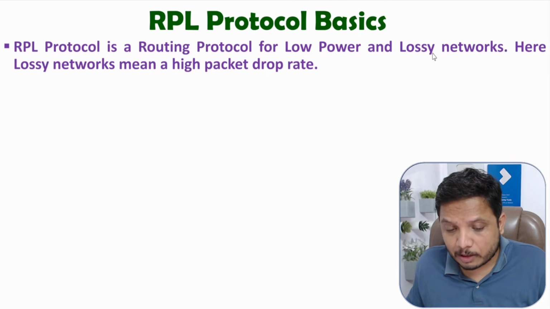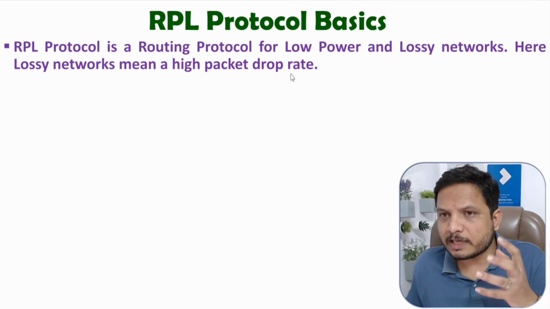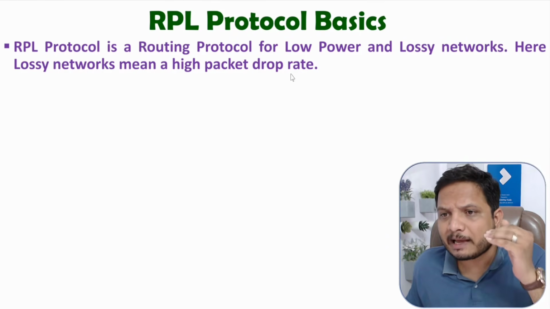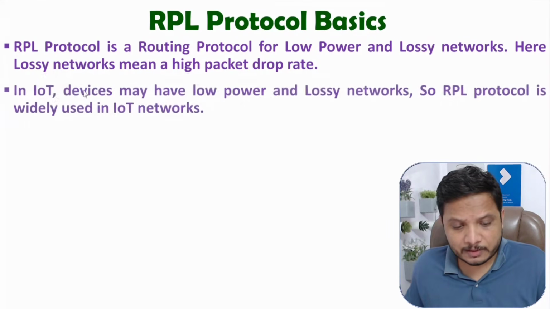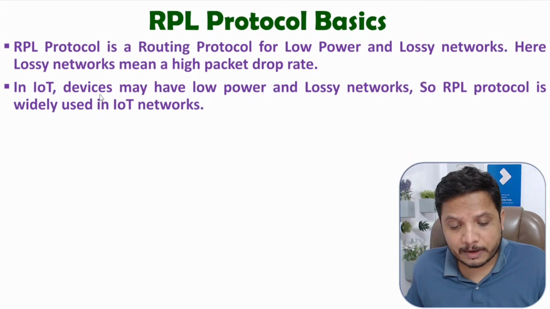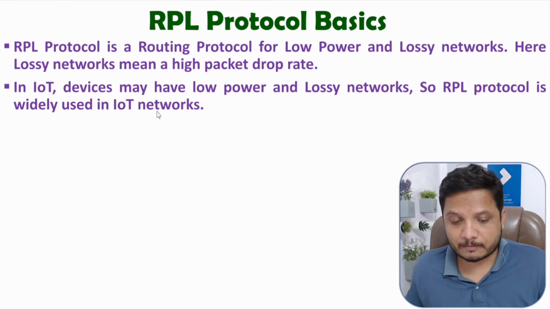Lossy network means that when you forward data at a time, there will be a higher packet drop rate. So in a lossy network, and with the low power handling capabilities of devices, this protocol is implemented. In IoT you will observe devices may have low power and lossy networks. So the RPL protocol is widely used in IoT networks.